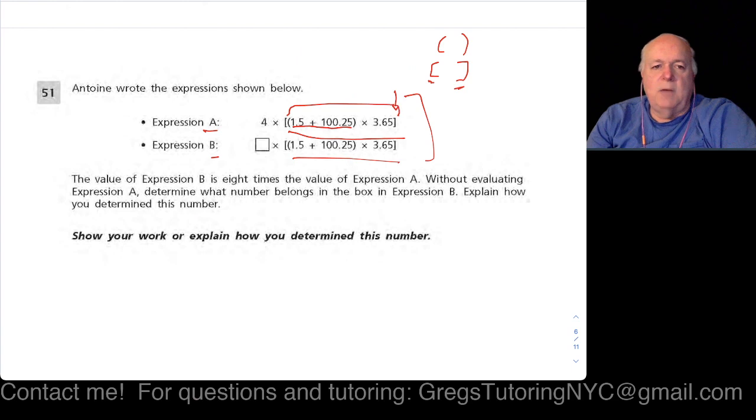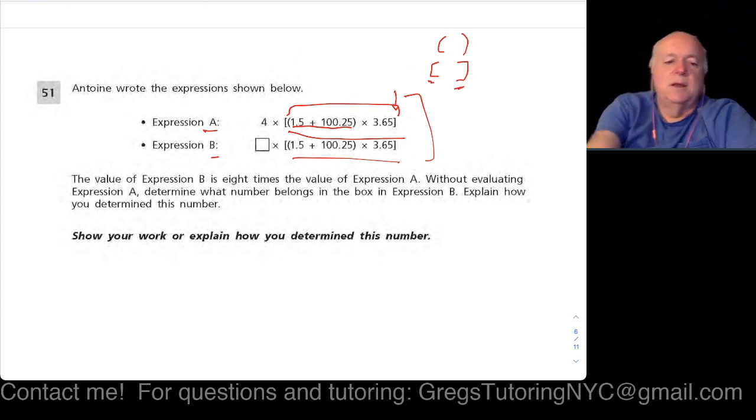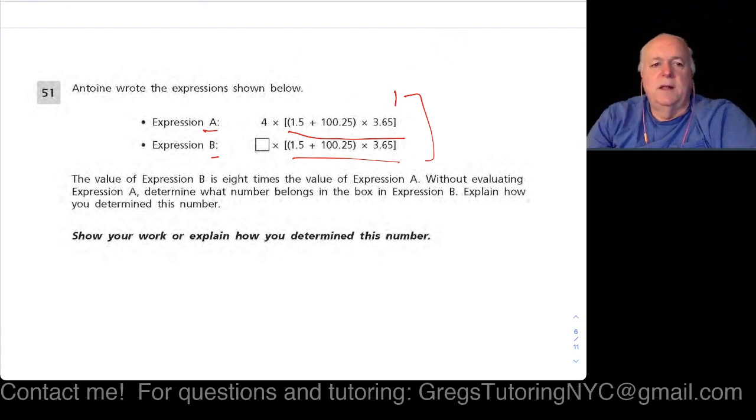We're going to add 1.5 and 100.25. Once we do that, we're going to multiply by 3.65. And once we do that, we're going to multiply by 4. So that's what's going on there. All right, so let me get rid of these extra lines, let me get rid of them all because I wrote so sloppy. All right, let's just leave it like that.